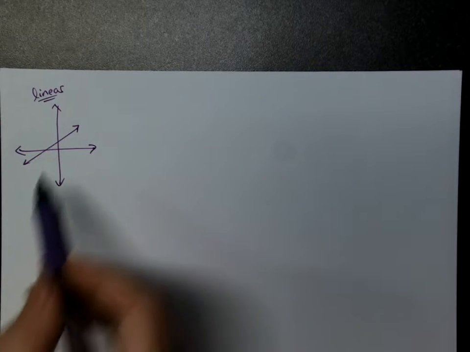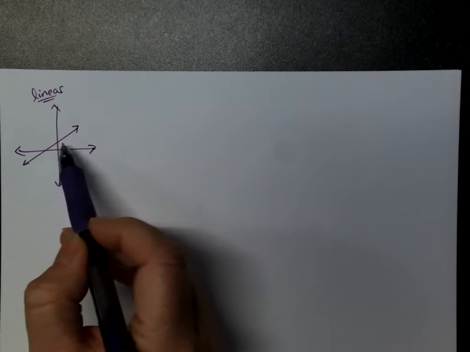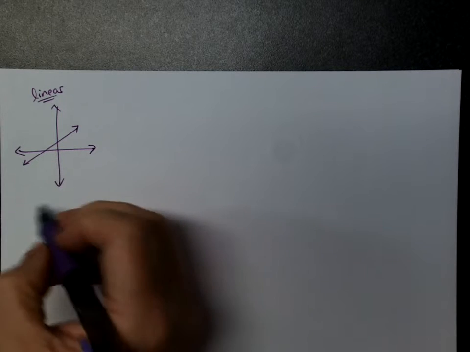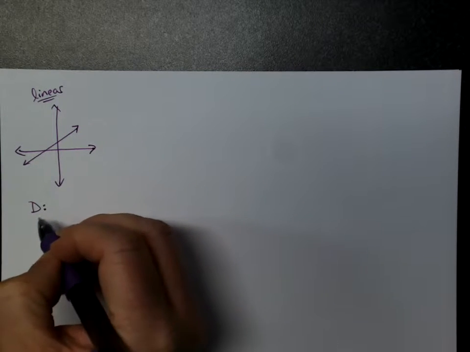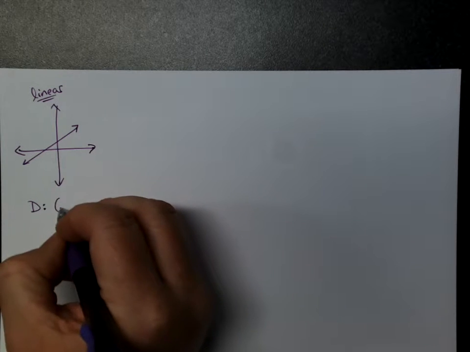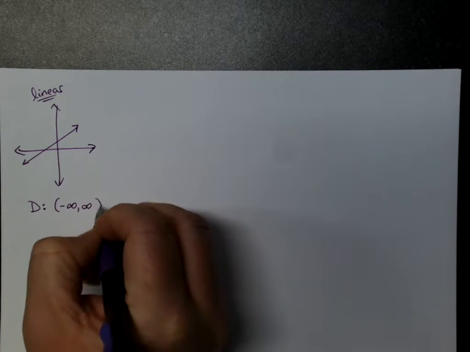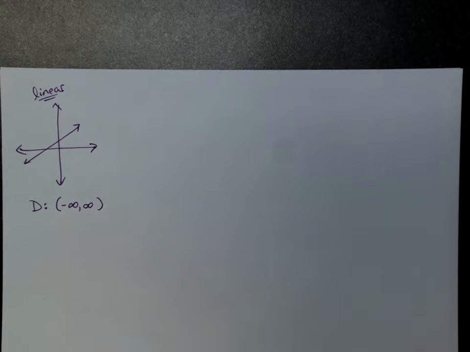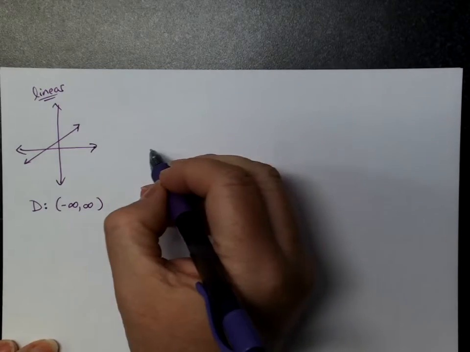Being able to know the domain of a function is really key. So is there any x value that can't be used? No. So the domain of any linear function, except for a vertical line, remember a vertical line is not a function, okay? But any horizontal or diagonal line has an infinite domain. And that domain means x can be anything. Okay? All right, let's consider this.